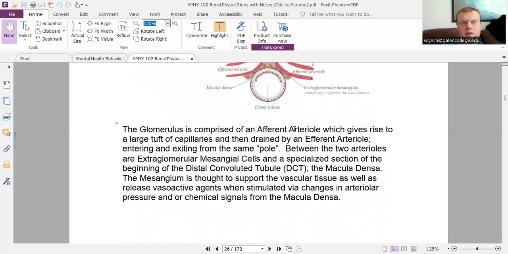So we are going to comprise the glomerulus of the afferent arteriole draining into the capillaries. Then we're going to move out of the glomerulus via the efferent arteriole. Between those two arterioles are those extraglomerular mesangial cells, which I mentioned, and the distal convoluted tubule, which is going to be the macula densa. The mesangium is another tissue type there. It's thought to support the vascular tissue and release vasoactive agents when stimulated by changes in blood pressure or arterial pressure.